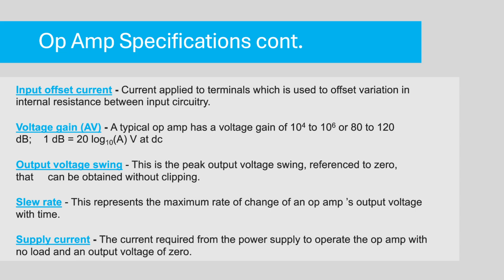Next, we've got the slew rate, and this represents the maximum rate of change of an op amp's output voltage with time. This is essentially the rise time and fall time of a signal. So the higher the slew rate, the faster it's going between that rise and fall time. And finally, we've got supply current, and this is the current required from the power supply to operate the op amp with no load and an output voltage of 0. So this is just the base requirement for the op amp to operate, what it needs to be supplied with so that we can use the operational amplifier as expected.